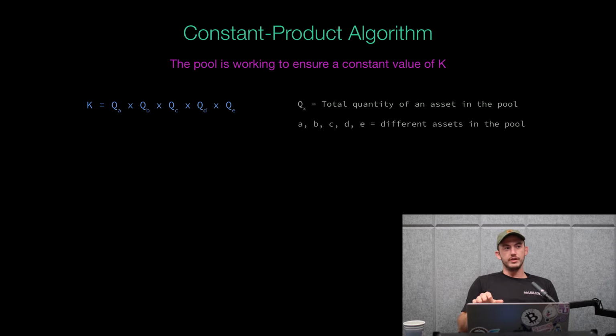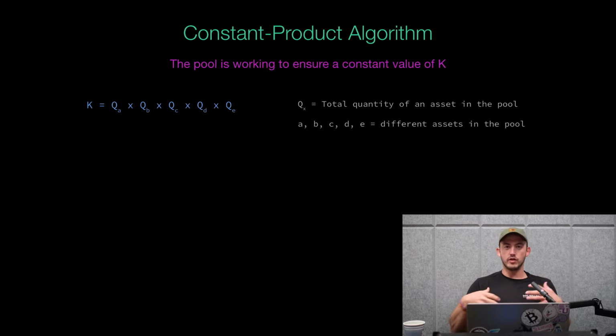So Q is going to be the total quantity of any asset. And you can see I've just got those suffixes there, those subscripts for all the different kinds of assets we might have. So if we just take the quantity of each asset and we multiply them all against each other, we're going to get one large product. And that product's going to be K, right?